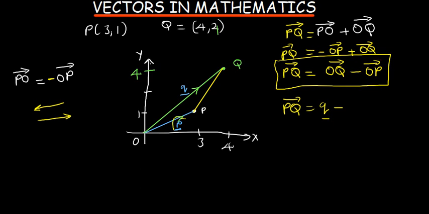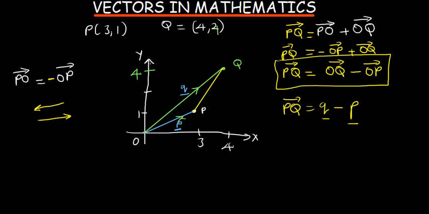OP, you are able to see is what? A small p. So then we have found the vector PQ. So the vector PQ is Q minus P. That is how you are able to find the vector PQ.